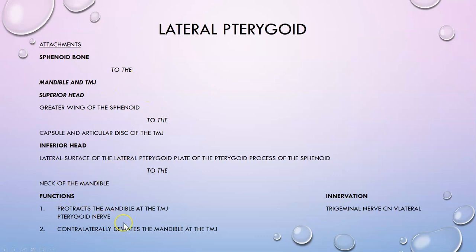It has two major functions. It protracts the mandible at the TMJ, so pushing it forward. It also contralaterally deviates the mandible at the TMJ. I'm sorry, the pterygoid nerve should be over here. I don't know how I missed that. I'll try to fix that when I put the slide back into the banner. But so the first function is it protracts the mandible at the TMJ, and the second is it contralaterally deviates the mandible at the TMJ. Its innervation is the trigeminal nerve, cranial nerve 5, the lateral pterygoid nerve.